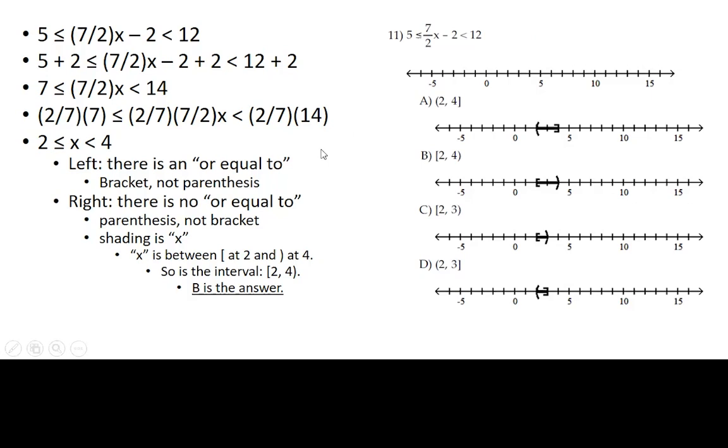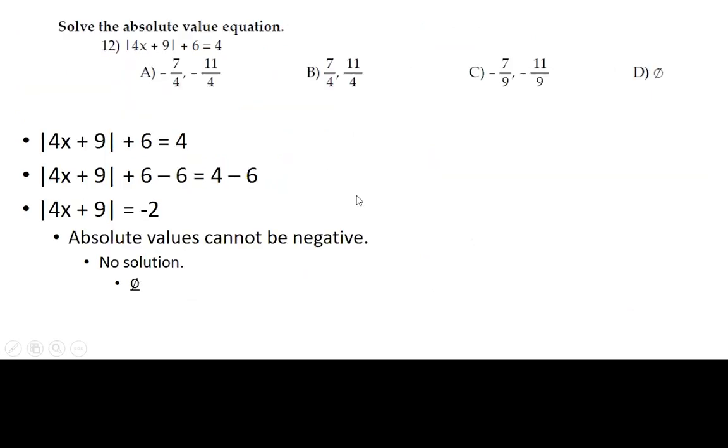Number 12. Solve the absolute value equation. Absolute value of 4x plus 9, plus 6 equals 4. This one was a tricky one.